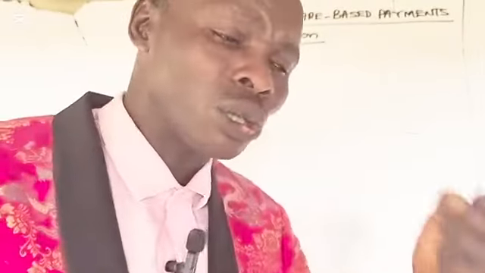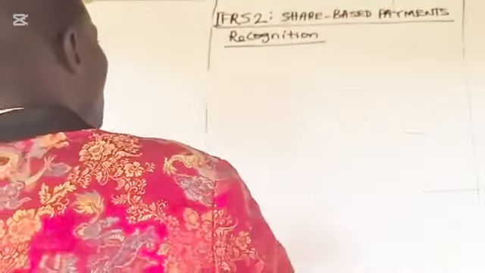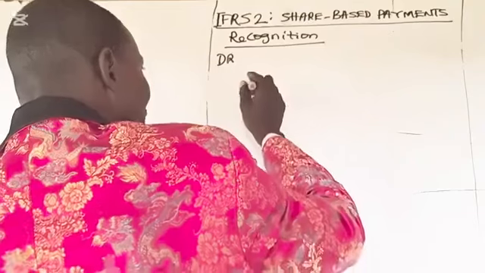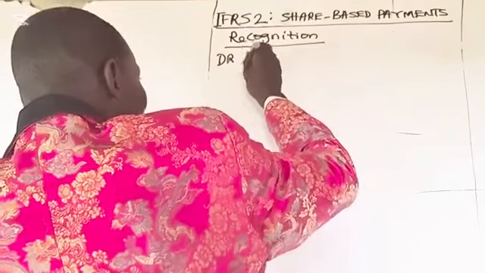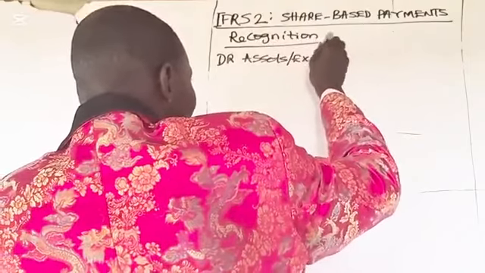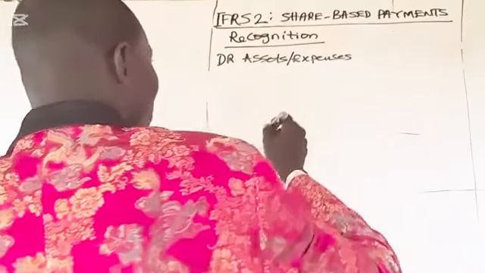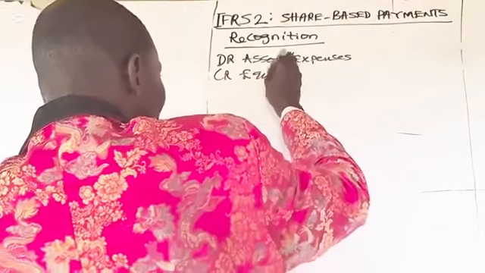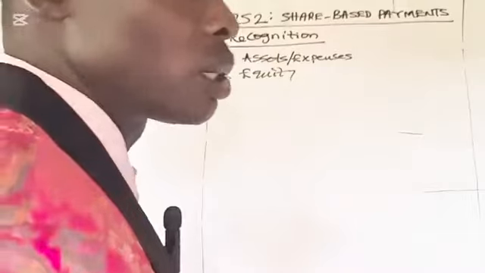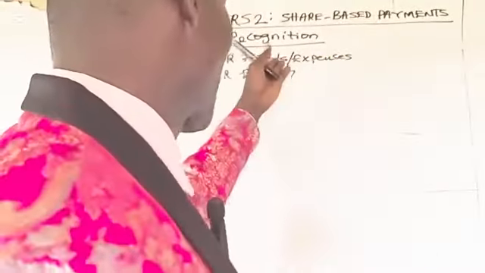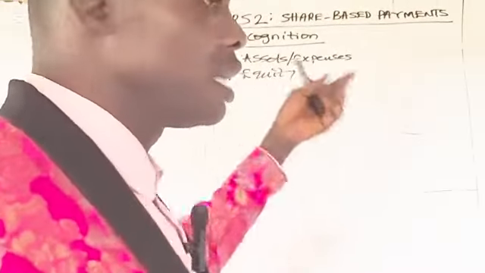For equity settled share-based payment transactions, you recognize either assets or expenses. So you debit assets or expenses and you credit equity in the statement of financial position. So this is the accounting entry required. You debit an asset or expense and you credit the equity.